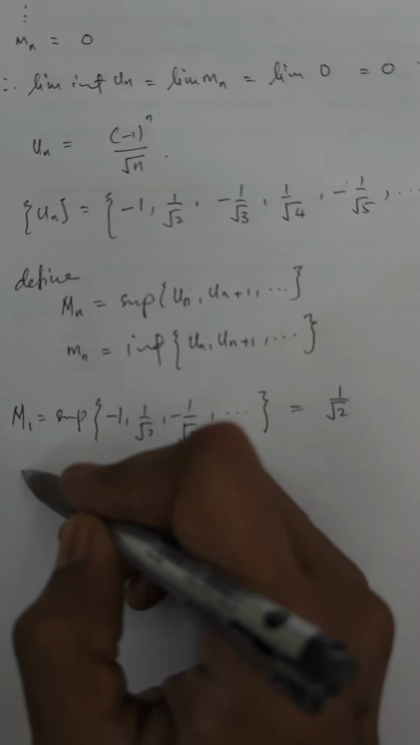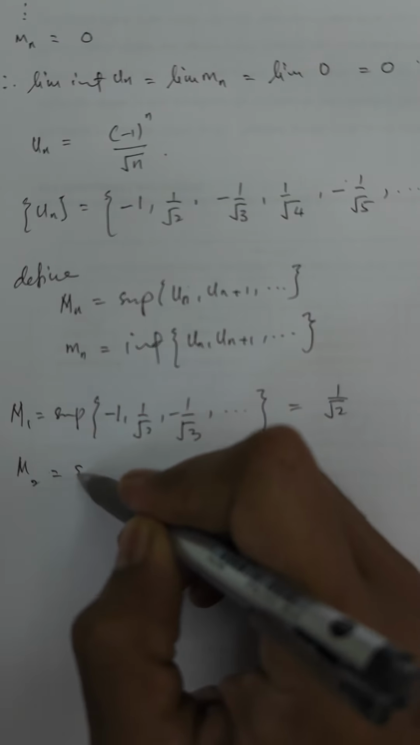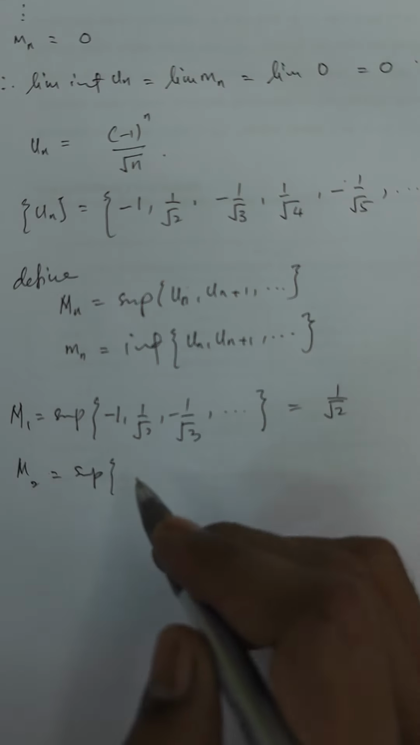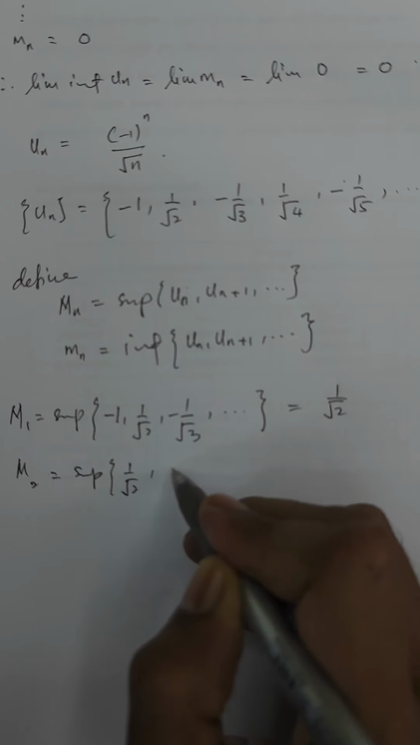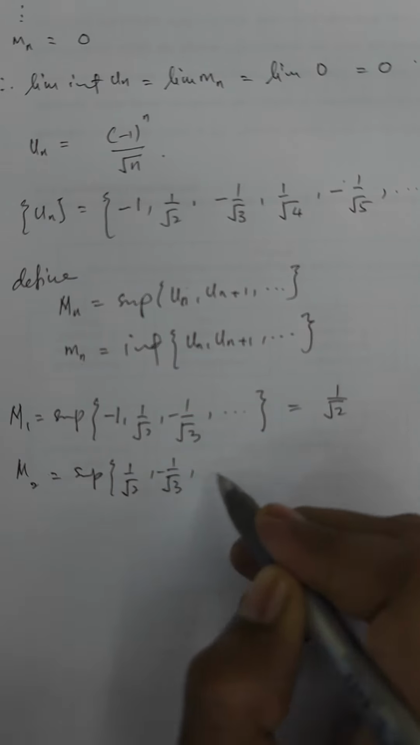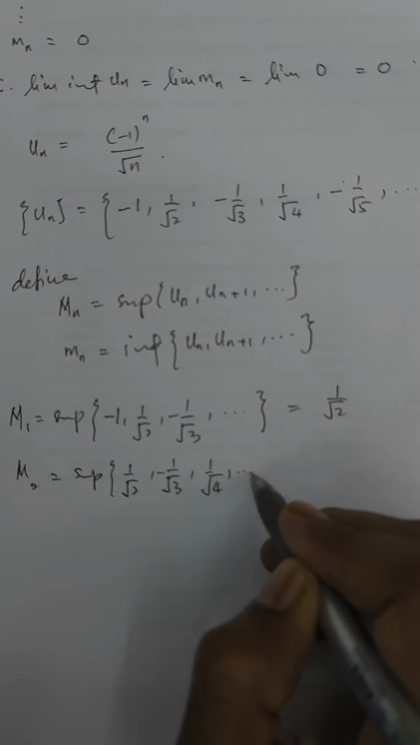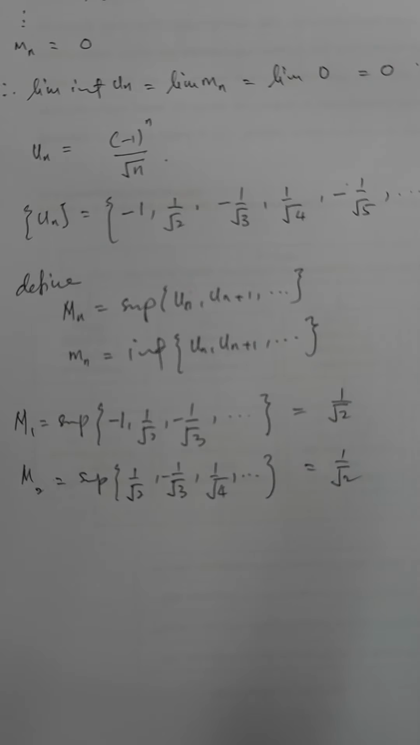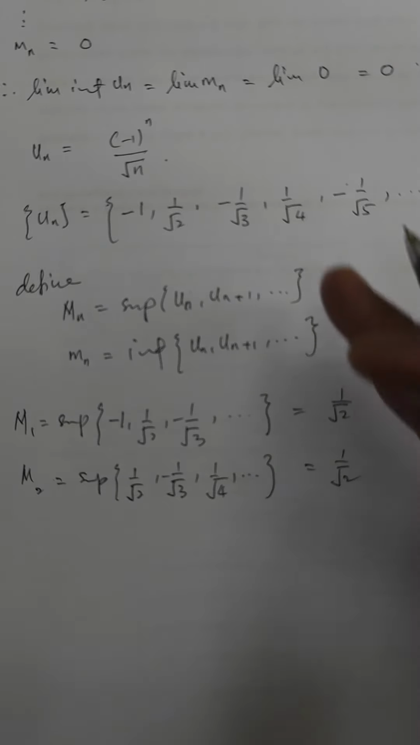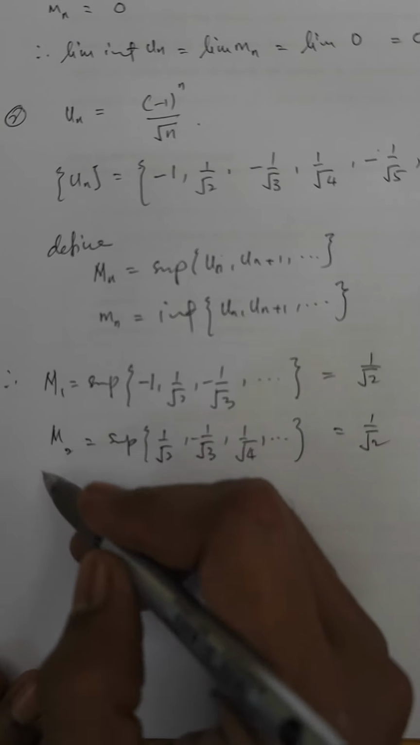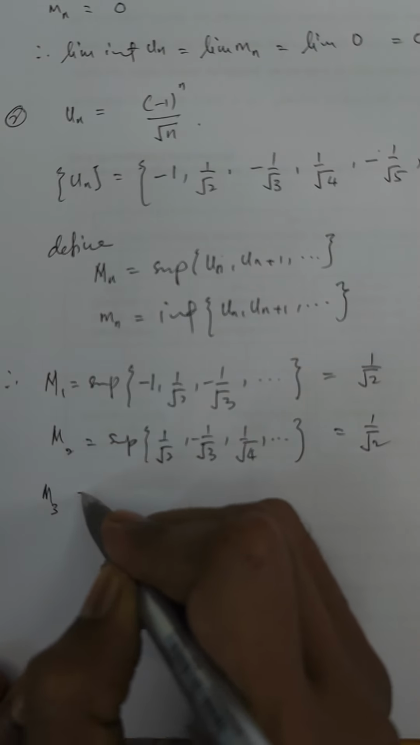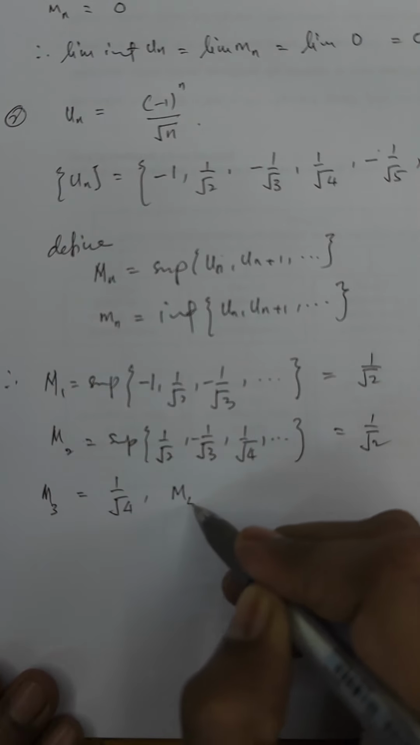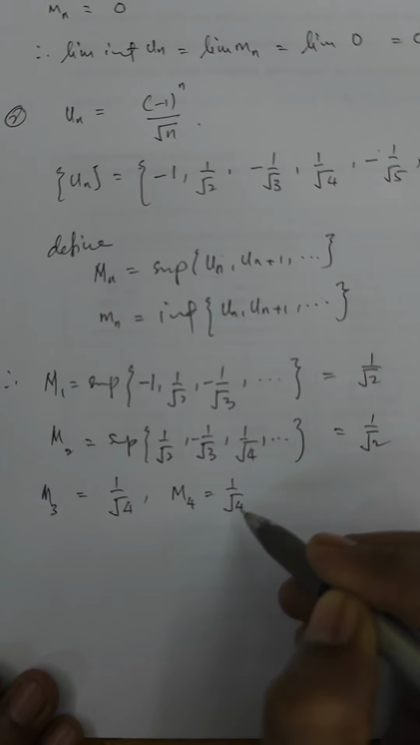Alright. Now, to find M2, the supremum, it begins with the second element, which is 1 over √2. So we have 1 over √2, negative 1 over √3, 1 over √4, and so on. So the biggest is 1 over √2. Now by doing this consecutively, you can find M3, which is 1 over √4, and M4 is 1 over √4, and so on.